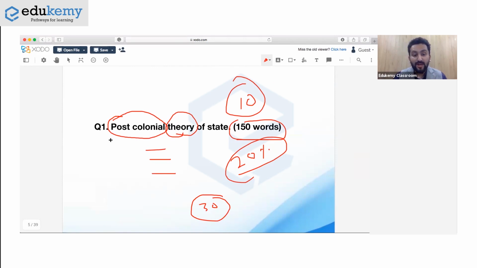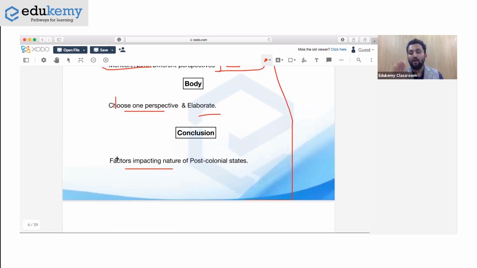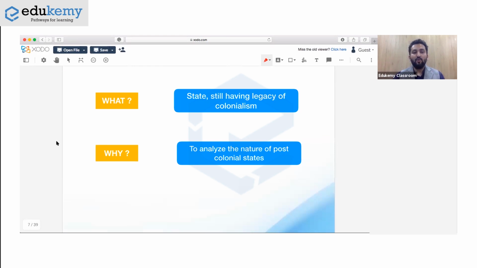But you should keep in mind the keywords, post-colonial theory of state. Just put some points with respect to these three broad agendas, right? Now, you are clear until now when I say what? State is still having legacy of colonialism, okay? You don't need to expand on it, right?